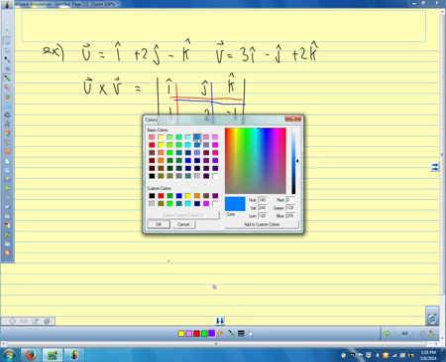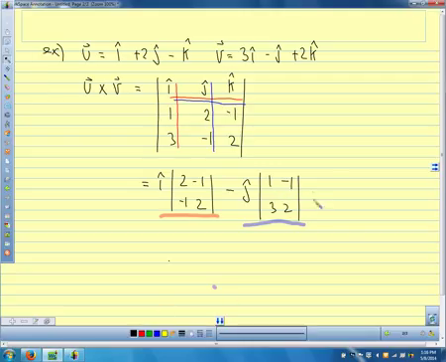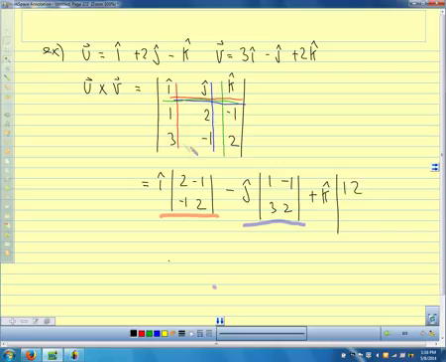I want a blue one. Choose that blue. Okay. And this is my blue one here. And then plus k hat. And then we're going to cross out the top row and the third column. So what we are left with there is the matrix, the determinant 1, 2, 3, negative 1.